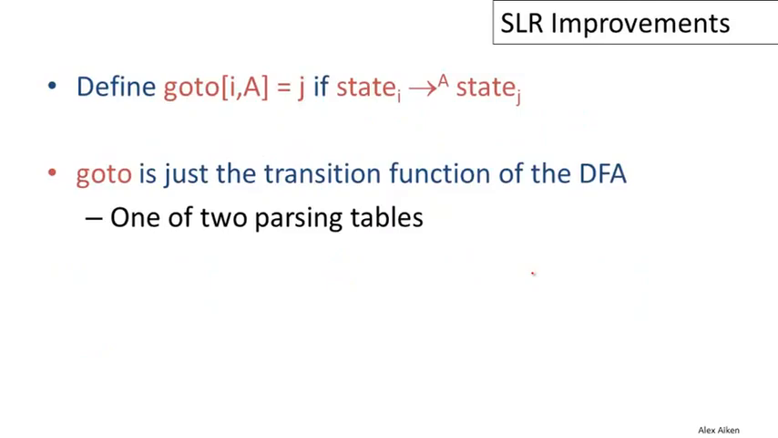So now we're ready to actually give the details of the parsing algorithm. And the first step is to define a table, goto, and this maps a state and a symbol to another state. And this is just the transition function of the DFA. This is the graph of the DFA written out as an array.